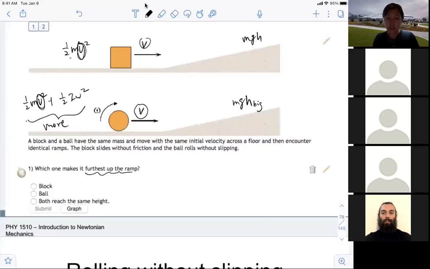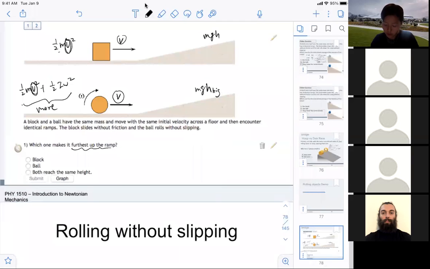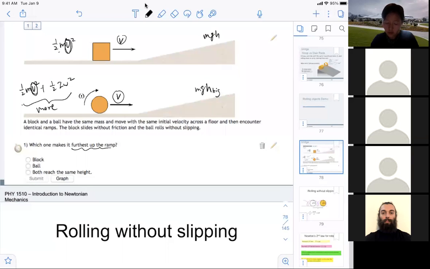If they're released from the top with the same height, then the ball will overall have a smaller velocity of the center of the mass, a smaller translational velocity. Okay, so it's a subtle difference between these two types of questions. So we are looking at a lot of these kinds of problems.